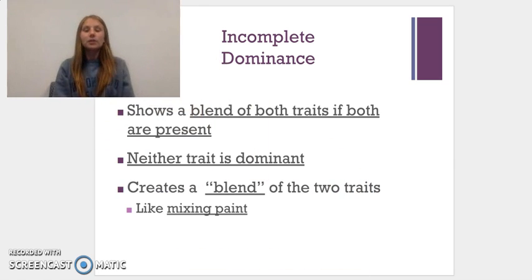So the first thing that we're going to be looking at is incomplete dominance. And so this is when we are going to have a blend of both traits if they are both present. And so this means that neither trait is dominant. And a good way to remember this is that incomplete dominance is a blend of 2 traits. So that's like when you're mixing paint, remember all of those paint mixing videos. So you can remember those paint mixing videos as incomplete dominance.